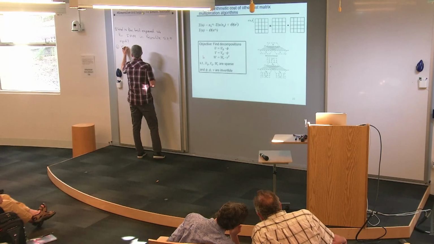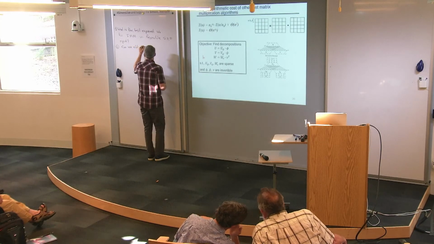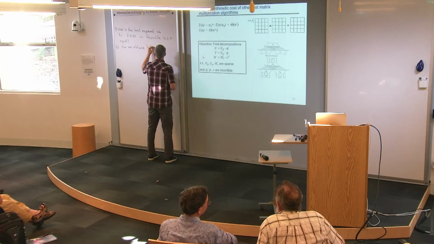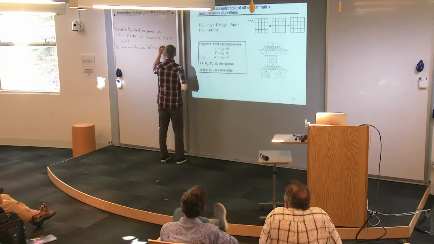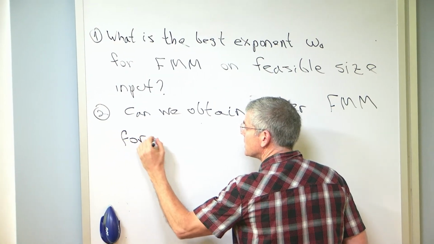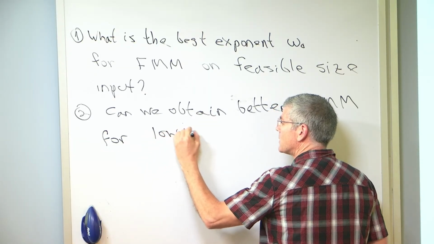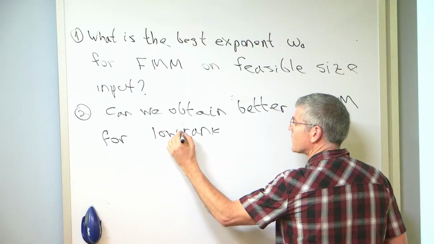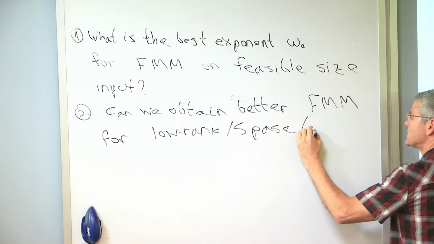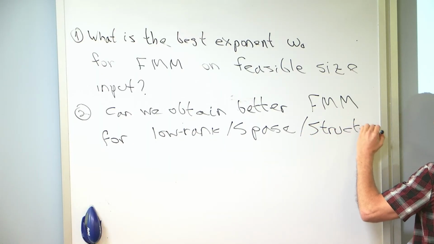Can we obtain better fast matrix multiplication algorithms for low rank, sparse or structured matrices.